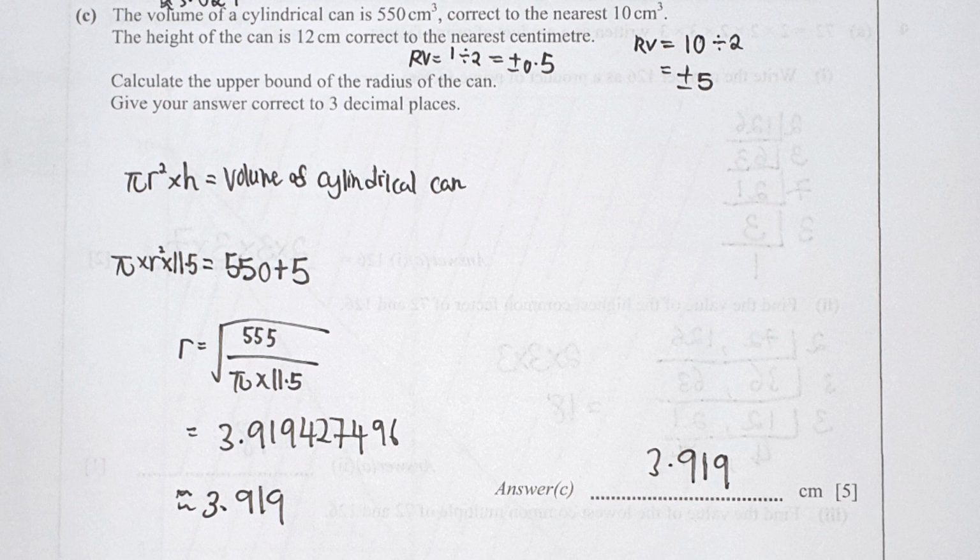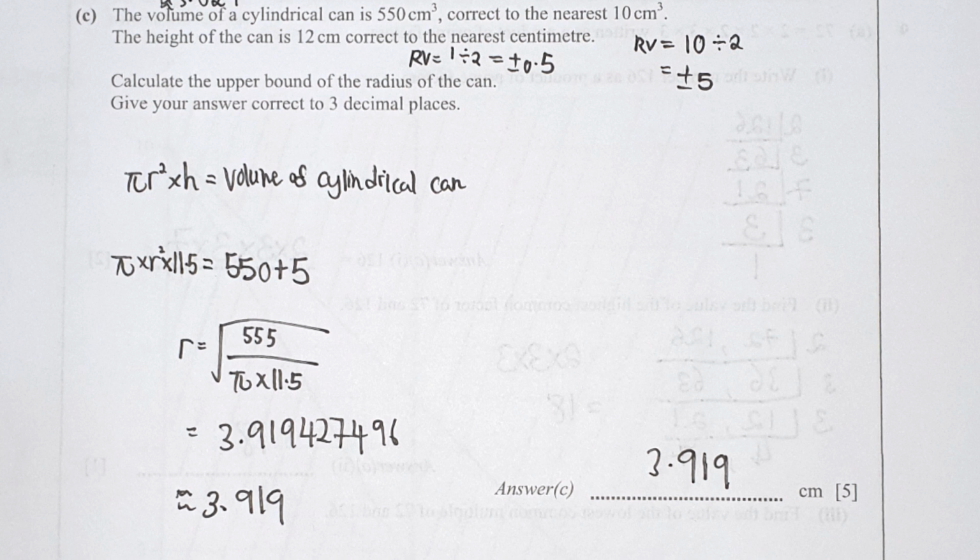Things to take note is that the formula goes by pi times r squared times h equals the volume of the cylinder. So for you to find the upper bound for the radius, we are required to take the volume of the cylinder, divide by pi times height, and then square root it.